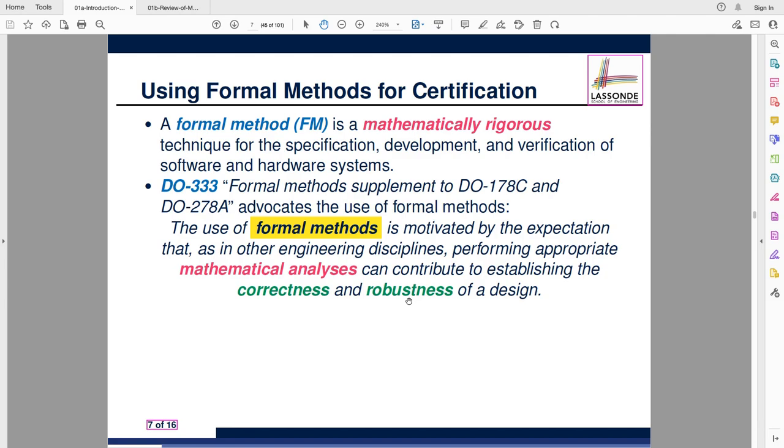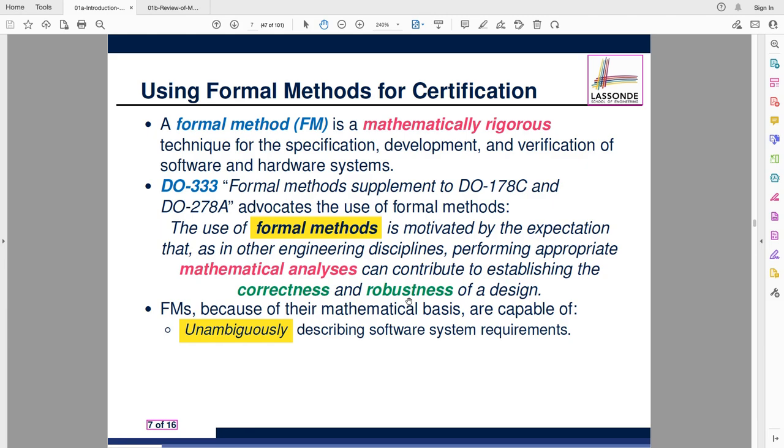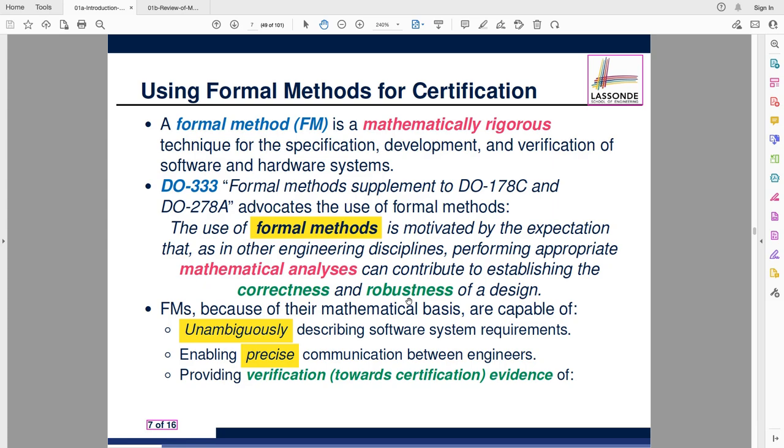That's something we know already. Just review the definition. It will clarify why we want to do such a course again. Formal methods are unambiguous, with no multiple interpretations. Once you specify the logic, it means exactly what it's supposed to mean. They are also precise between engineers, and give certification evidence. Once you have done certain proofs or model checking results of your system, it's much stronger evidence about your system being correct as opposed to just informal argument. That's very straightforward.